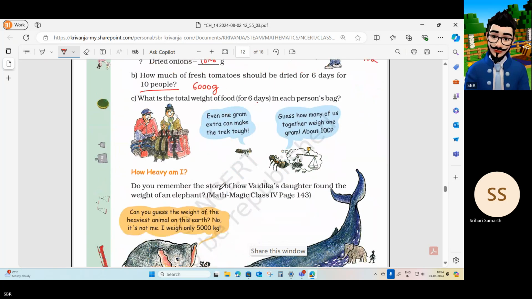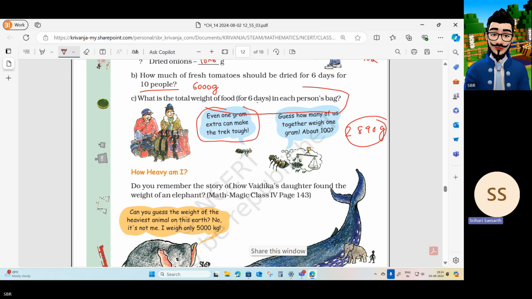Okay, see, what is the total weight of food for 6 days in each person's bag? So it is somewhere around 2890 grams, that is what you are telling me. Okay, let's see. Even 1 gram extra can make the trek tough. Okay, for this fellow. Next.